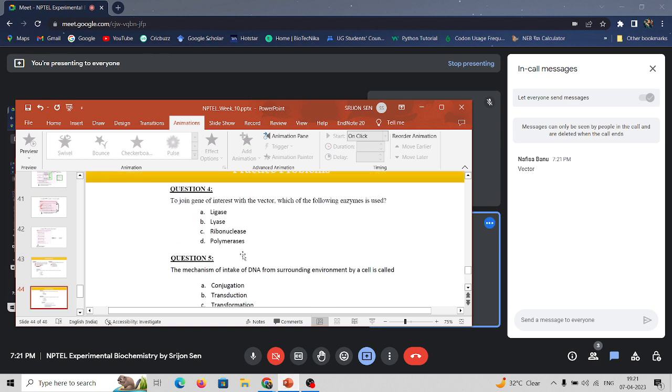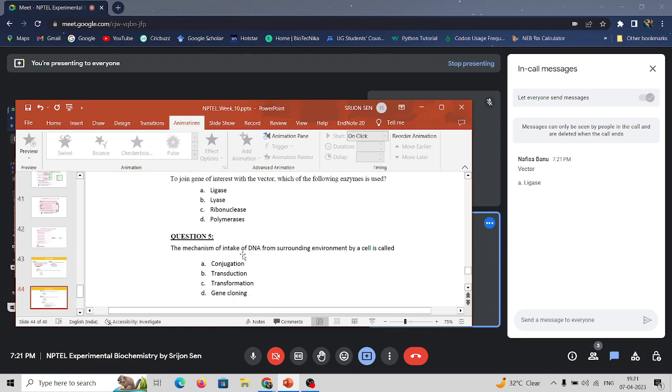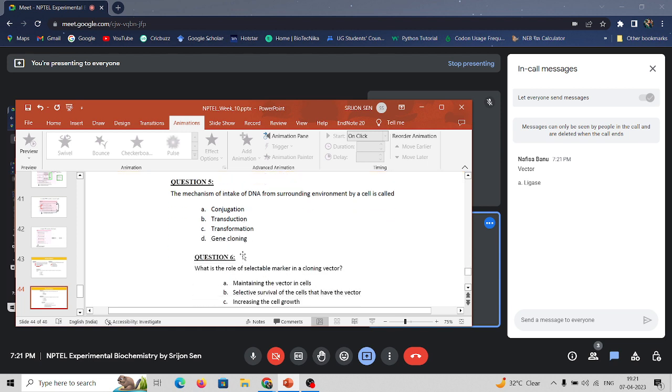Okay. The next question says, to join the gene of interest with the vector, which of the following enzymes is used? Now for joining the gene of interest to the vector, which enzymes do we use? We have ligase, lyase, ribonuclease and polymerase. Yes, we use DNA ligase for the joining purpose. Correct. Now question 5 says the mechanism of intake of DNA from the surrounding environment by the cell is called.